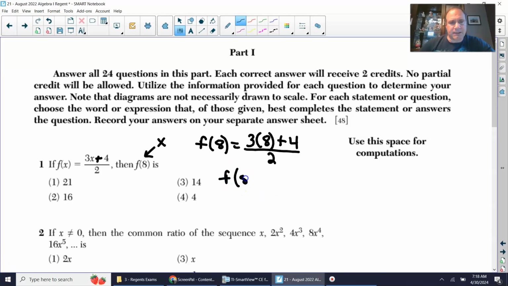this would be 28 over 2, and f of 8 equals 14. That's one way. You could also just put the whole entire thing into your calculator and into your y1, and then just look for an x of 8. You will get 14. And that is it.